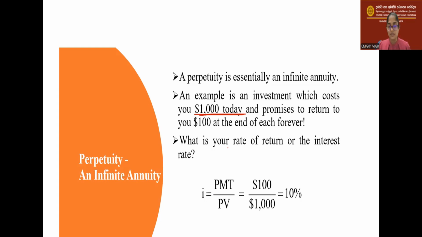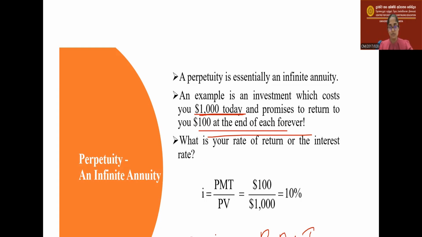So here, the question is asking you to find the rate of return, or the interest rate. If you are to find the perpetuity value, that means an infinite annuity with equal payments, equal receipts. Here 100 is being received by you at the end of each year forever, an infinite but equal amount. If you are to find the present value, the formula is present value equals PMT divided by I. This is the relevant formula.